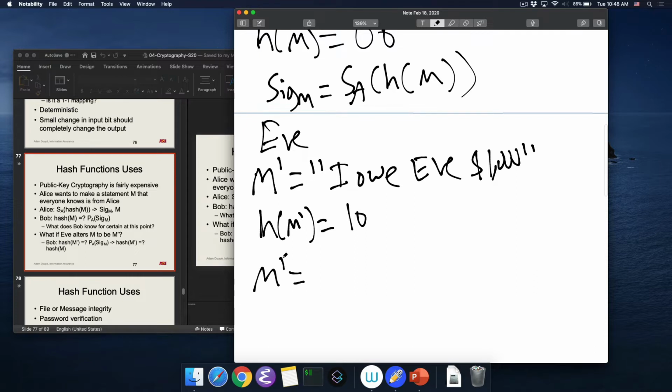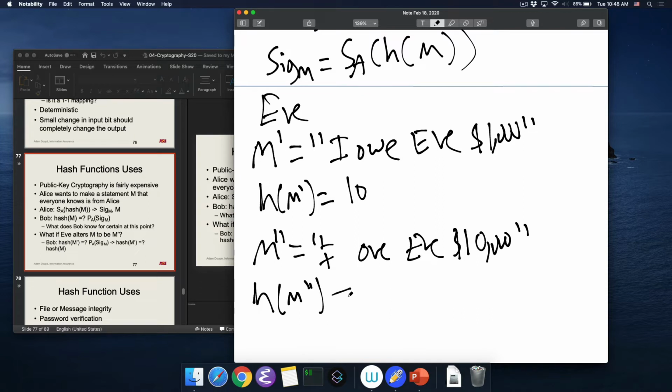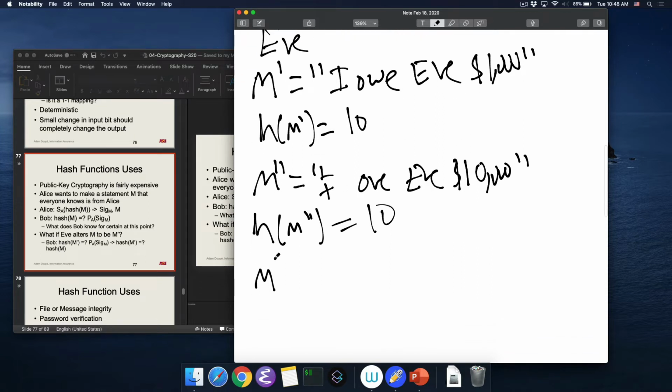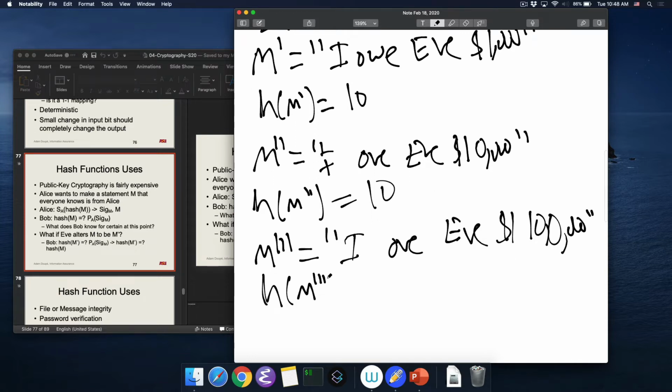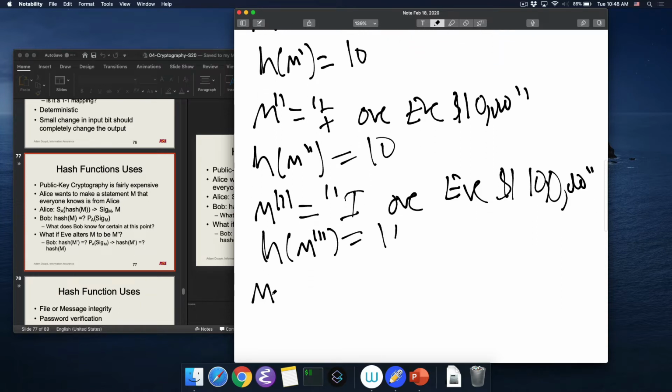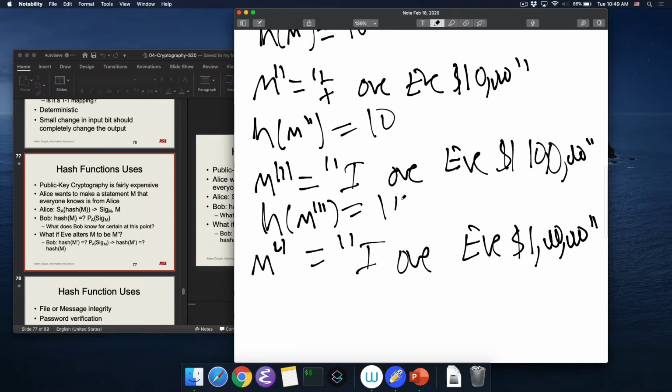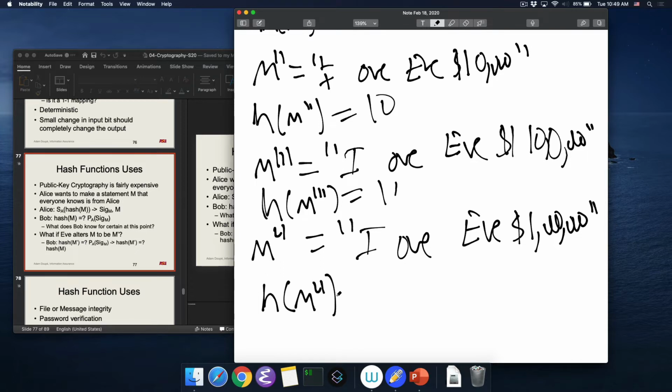Okay, cool. Okay, so is she stuck? No, we can change the message. What if I now say message double prime? Oops, I owe Eve $10,000. And it's, let's say this is 1, 0. And she tries another one. I owe Eve $10,000. And we can think of these in terms of probabilities. 3 will be 1, 1. Really unlucky, so she still has to keep trying. I'm just going to put 4 up here. And finally, we get one that matches.